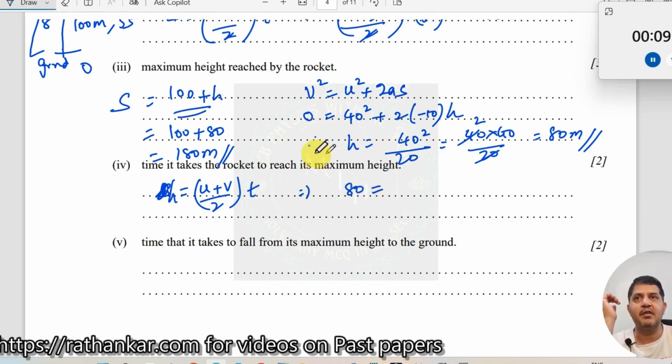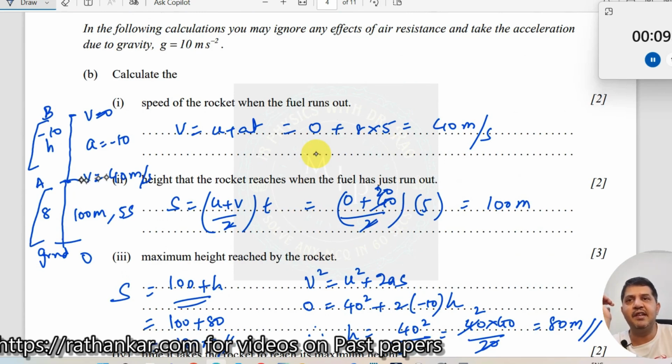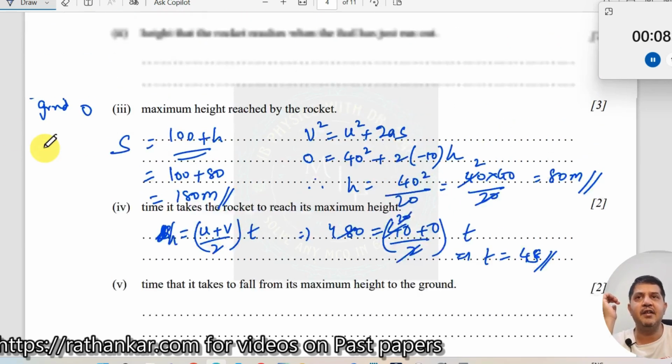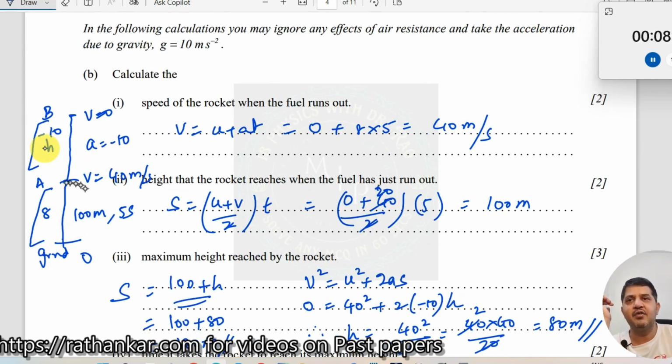What is u here? u is the initial velocity at this point, which is 40 meters per second, and v is 0. So therefore this should be 40 plus 0 divided by 2 multiplied by t. When I do this, 2 ones are 2, 2 twos are 4, which means t should be equal to 4 seconds. So what is this time t here? The time taken by the rocket to start from the point where the fuel becomes 0 to the maximum height where the final velocity becomes 0. So I'll write t equal to 4 seconds.